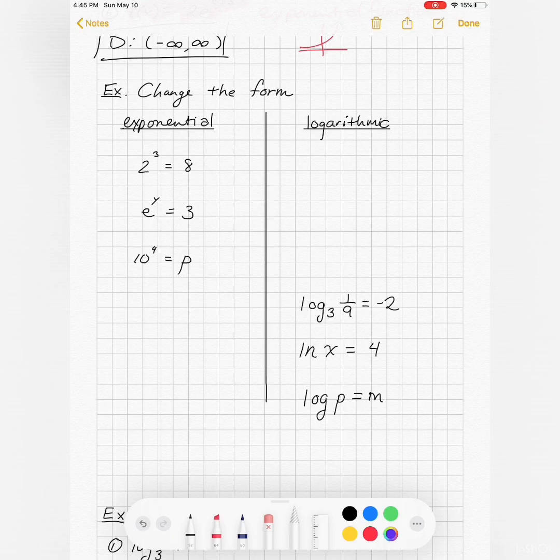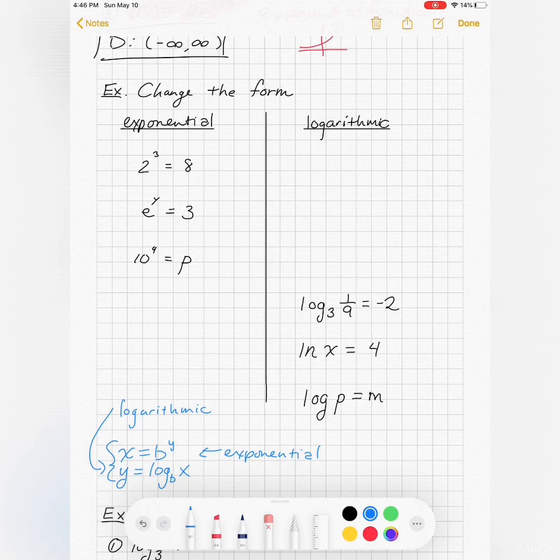Okay, let's look at a couple where we're just changing between exponential and logarithmic form. So this goes back to the definition of a logarithm. Remember how we started this out? We said if x equals b to the y, then y is the log base b of x. Okay, so I have the exponential and the logarithmic forms that I can interchange between the two.